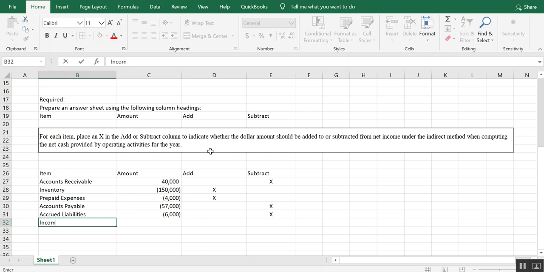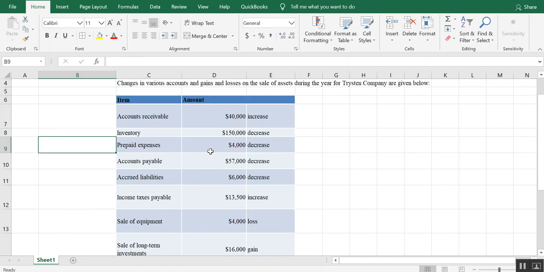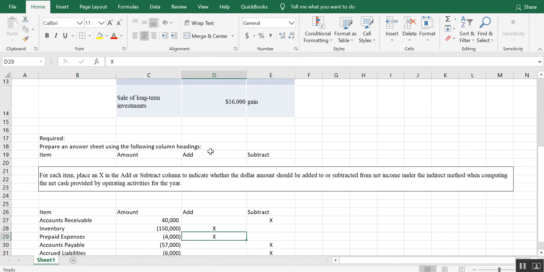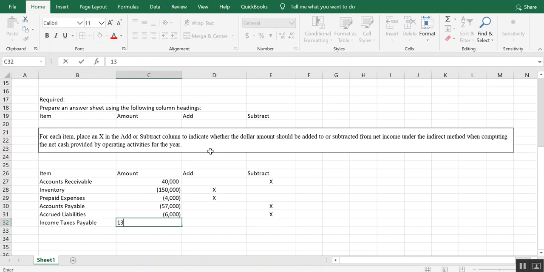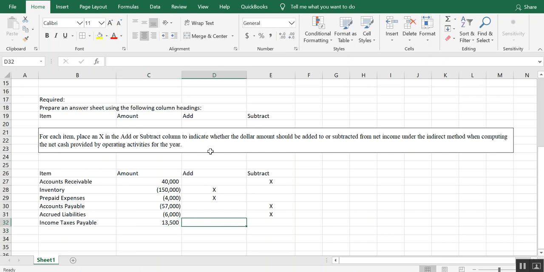Okay, then we have income taxes payable. And this item, when we go back up here and look, is a $13,500 increase. So what we're going to do is we're going to say 13.5 as an increase. This is going to be in addition to our statement of cash flows. In other words, we're going to add that in because it increased. All right. And these, by the way, are going to all deal with operations, these first few items.